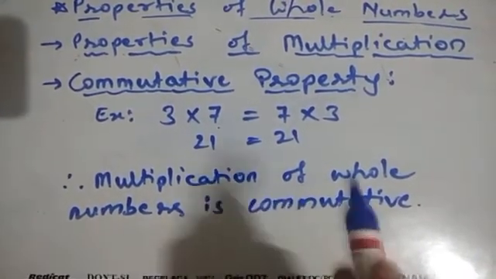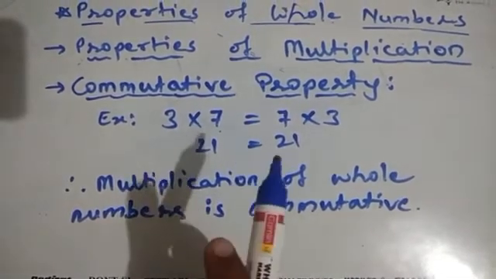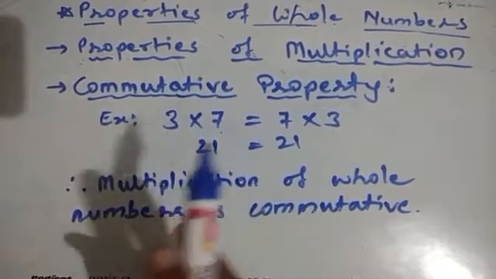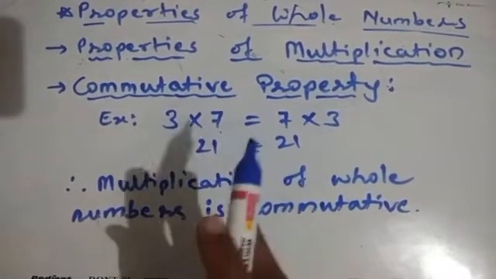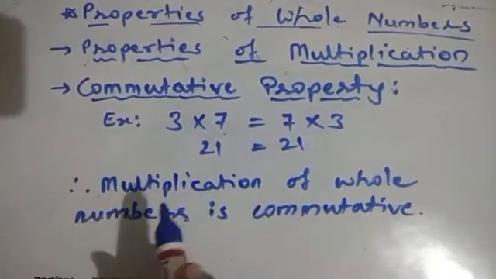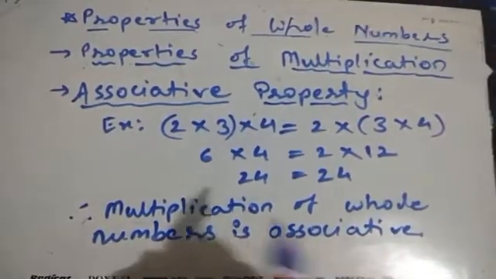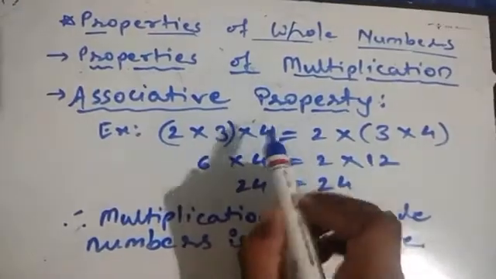We have studied that addition of whole numbers is also commutative, because even after changing the order, the sum is not changing. In the same way, the product also remains the same even after changing the order of the numbers. Therefore, multiplication of whole numbers is commutative. Now let's see the next property, that is the associative property.